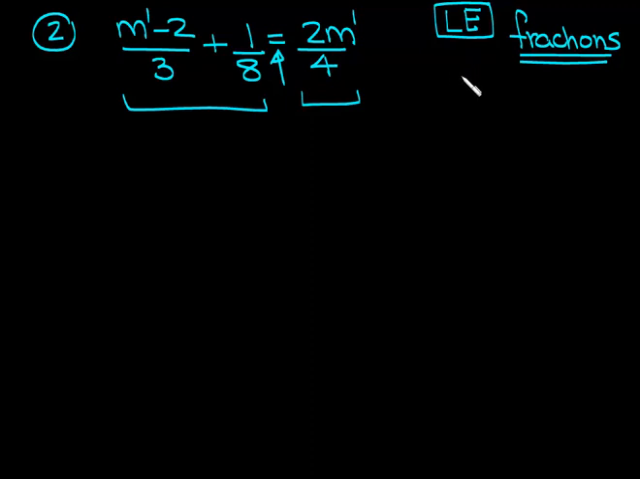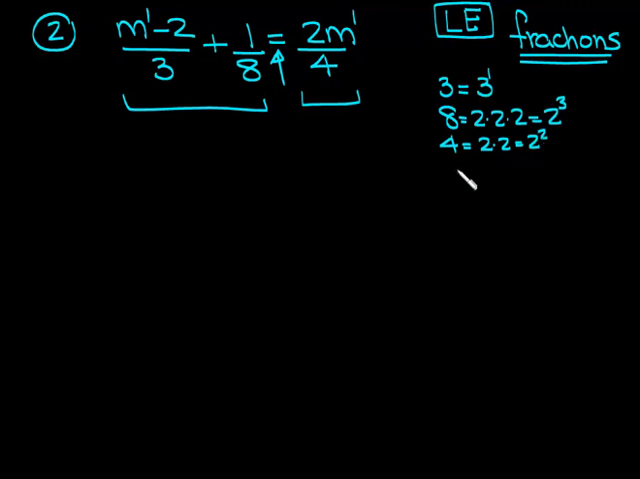A good way to find the common denominator is to take each of your fractions and break the denominators down into their factors. 3 is just 3. 3 cannot be broken down. It's a prime number. 8 can be broken down into 2 times 2 times 2, so you can write it as 2 cubed. And 4 can be broken down into 2 times 2, which is 2 squared.